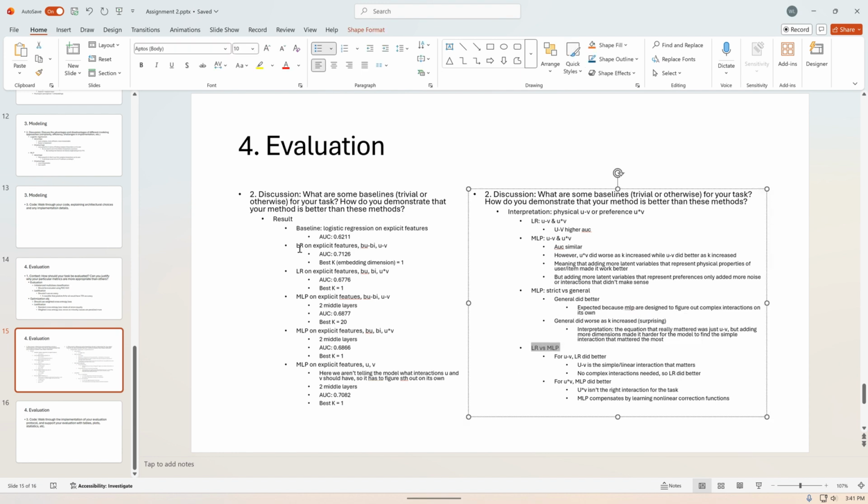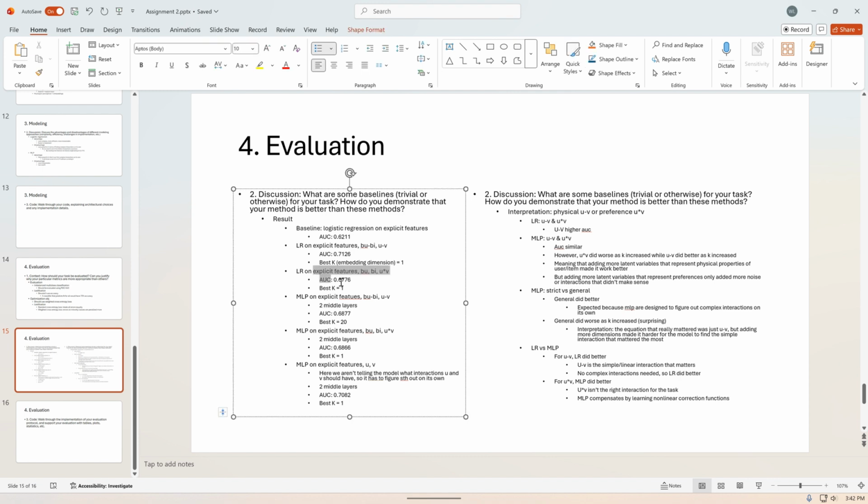Now, looking at logistic regression versus MLP. You can see that for U minus V, LR did better. My interpretation for this is that U minus V is the simple linear interaction that matters the most, and so there's no complex interaction needed. In this scenario, LR does better than MLP because MLP is designed to discover complex non-linear interactions. And then looking at U times V, the MLP did slightly better.